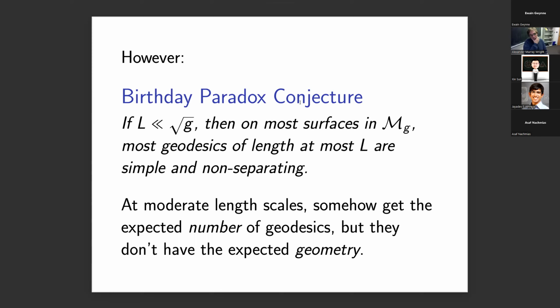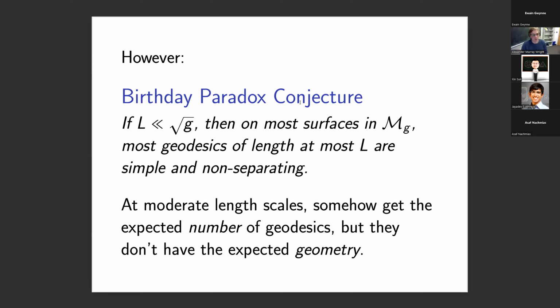Well, there's a conjecture that I hope will be natural to many of you, which here I'm calling the birthday paradox conjecture. It says that at length scales, so the genus G hyperbolic surface has volume about G, or you should think of it as size G, like roughly G different places you could be on the surface. And so the naive conjecture is that at length scales below square root of the genus, most geodesics are simple and non-separating, but never mind that. And there's a flip side of this too, that if you go above that length scale, they shouldn't be simple anymore.